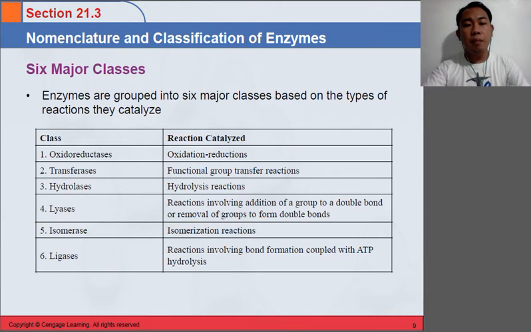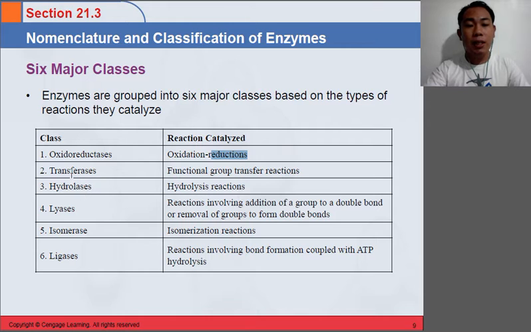And we have different major classes of enzymes, and they are six. These enzymes are grouped into major classes based on the types of reactions they catalyze. Number one, we have the oxidoreductases. When we say oxidoreductases, this is an oxidation reduction reaction. Next, we have the transferases. In transferases, the functional group transfer reaction.